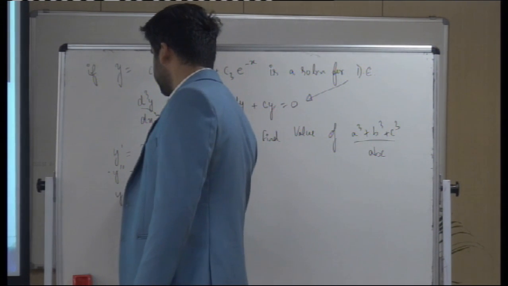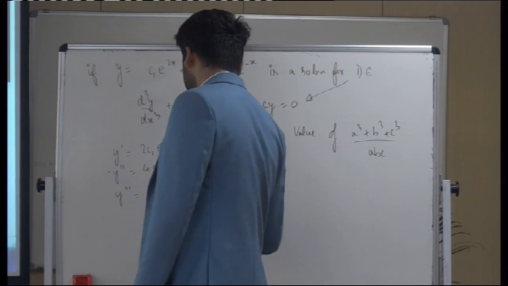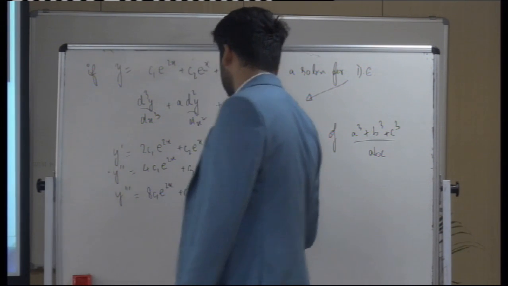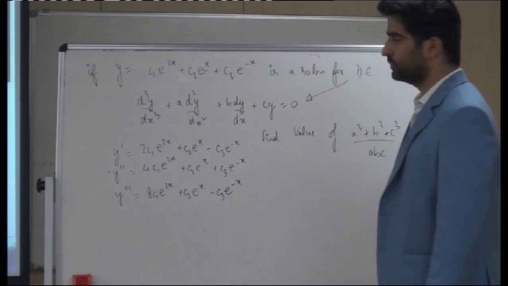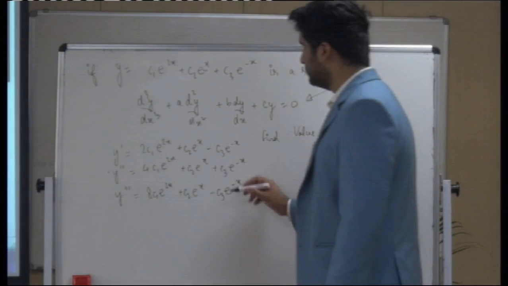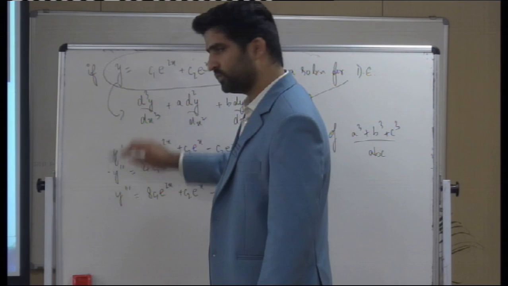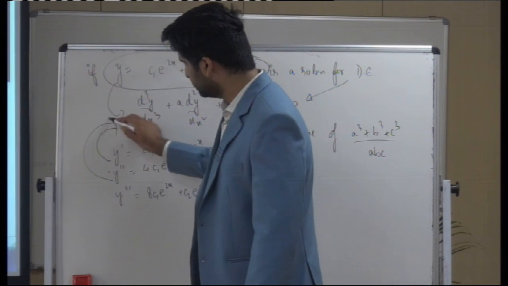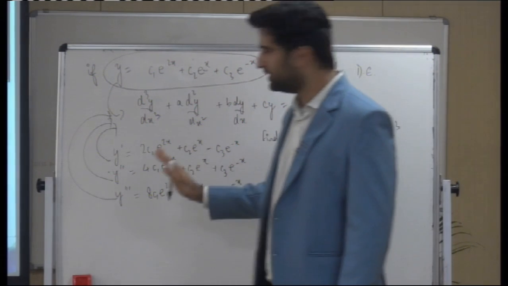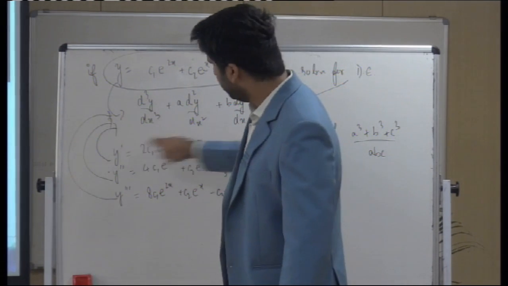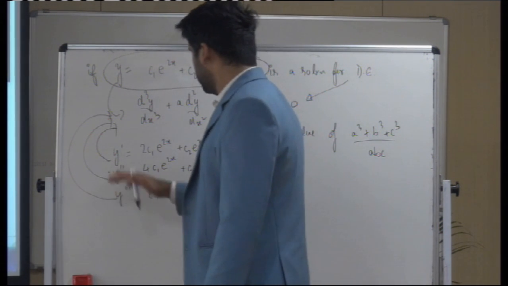Y triple dash is 8c1 e to the power 2x plus c2 e to the power x minus c3 e to the power minus x. And you are given that this equation satisfies the differential equation. So all of this will satisfy, right? Because these are the derivatives of this equation itself. So let's put the values of all these derivatives over here. This will become a bit tedious task.